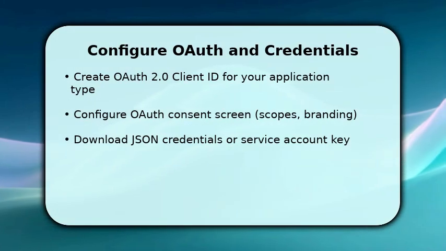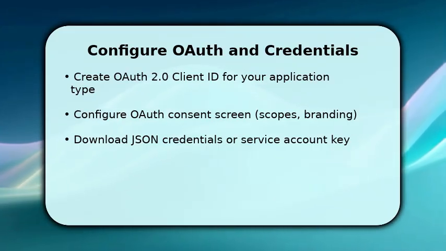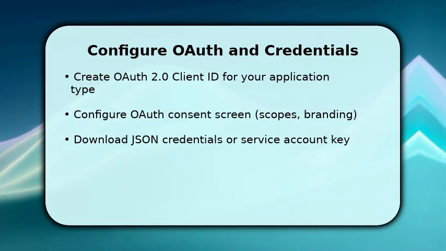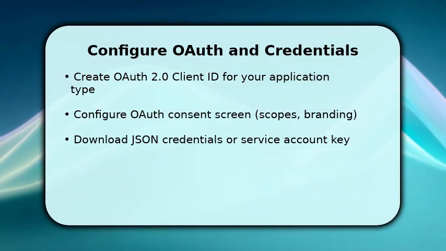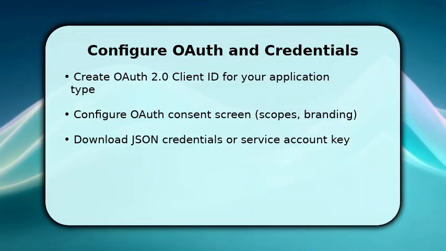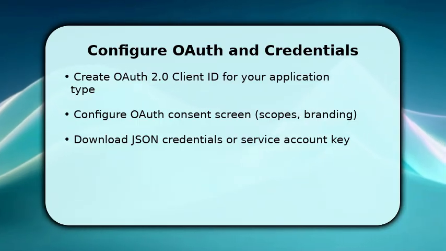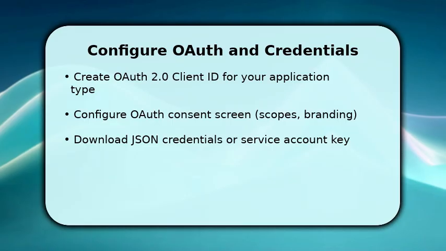Next, configure the OAuth consent screen to declare the scopes your app needs and provide app information. This prevents scope rejection and informs users. Then create credentials. For end-user apps, generate an OAuth 2.0 client ID. For server-to-server access, create a service account and download its JSON key.